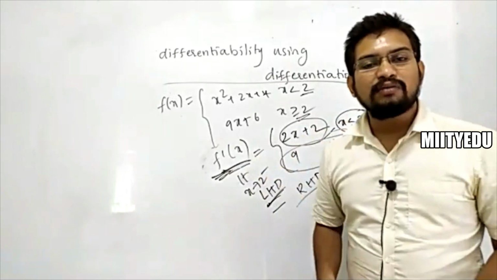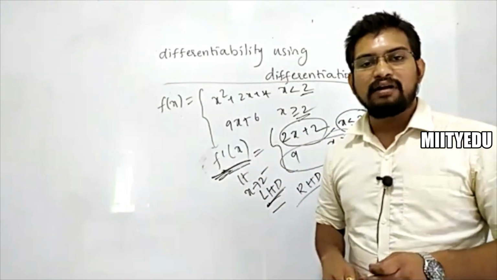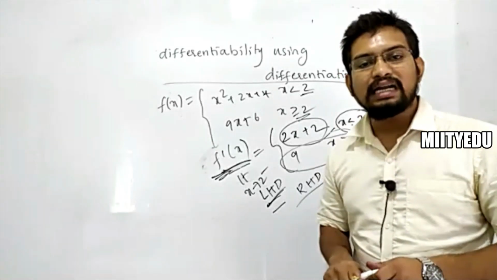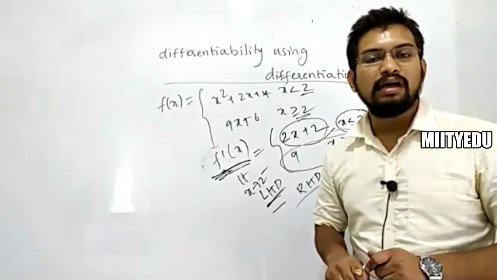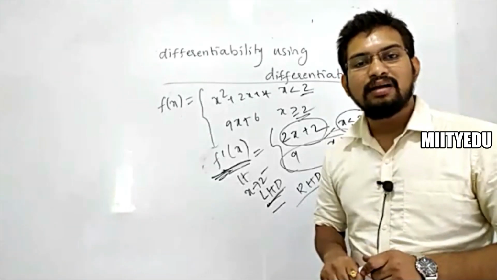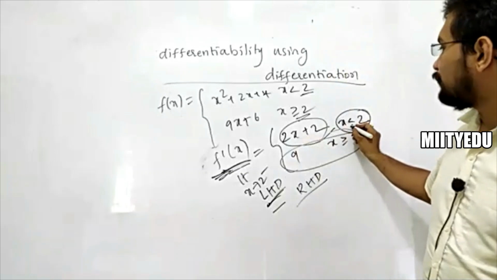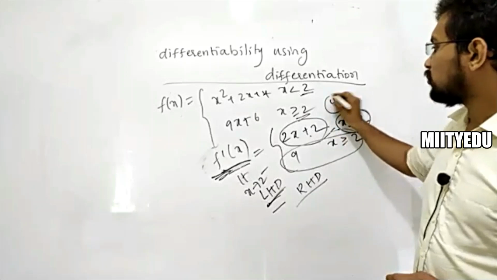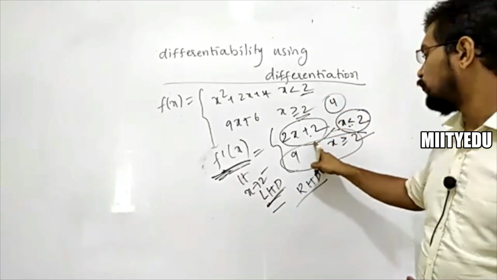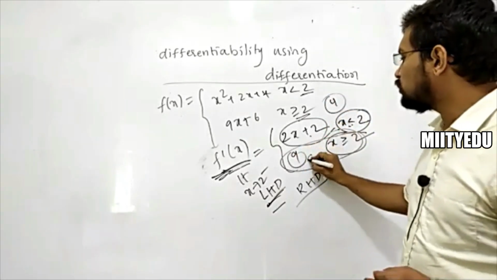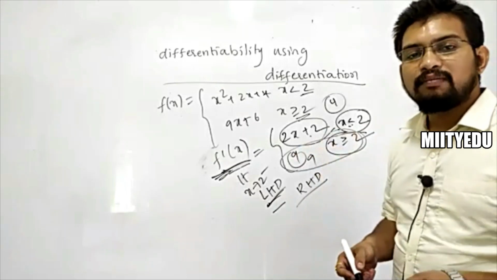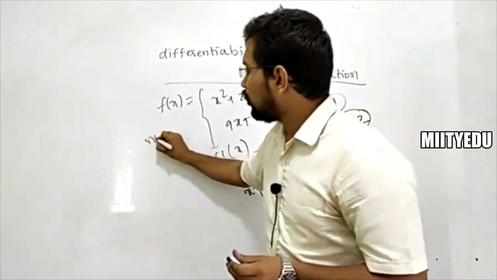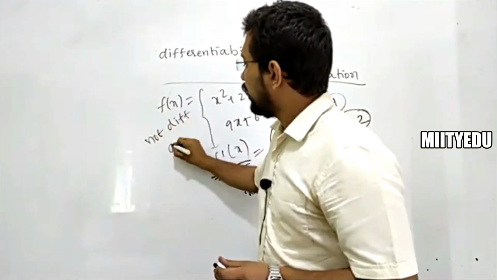Now for the function to be differentiable, what do you understand here? Left hand derivative and right hand derivative must be the same. So simply you can observe that the left hand derivative at x is equal to 2 is 4, and the right hand derivative at x is equal to 2 is 9. Simply, the function is not differentiable at x is equal to 2.